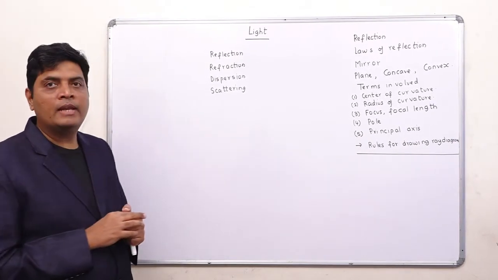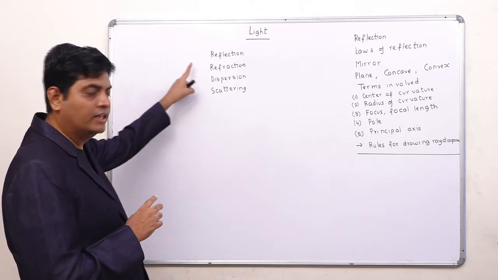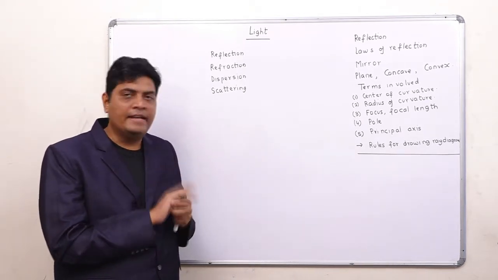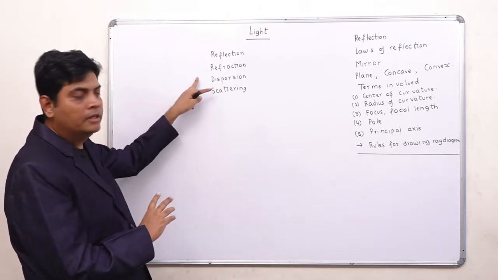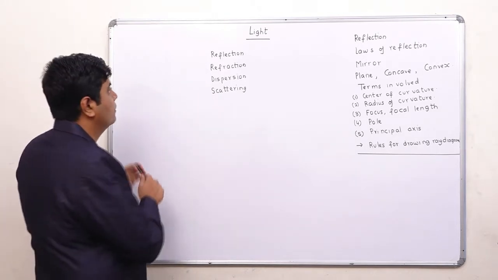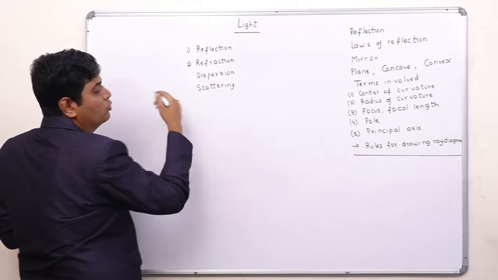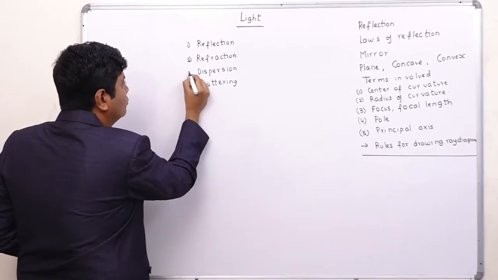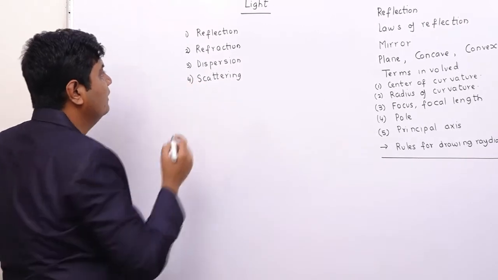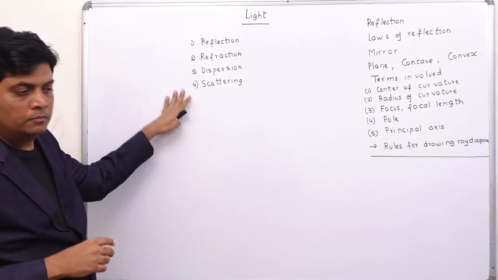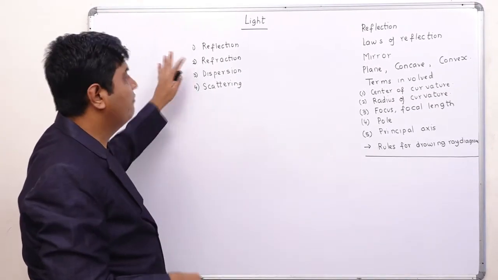The various phenomena involved in light are reflection, which we have already studied in standard 8 and standard 9, refraction, dispersion and scattering. Reflection we have already studied, we are going to study it in depth. We are going to start studying refraction, dispersion and scattering in standard 10. So let us start with reflection.